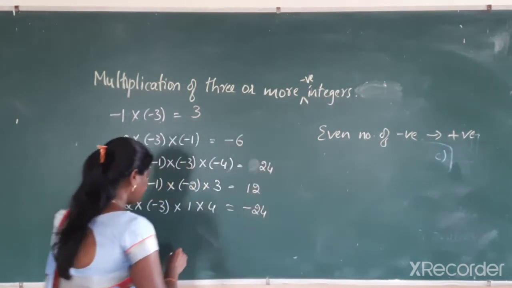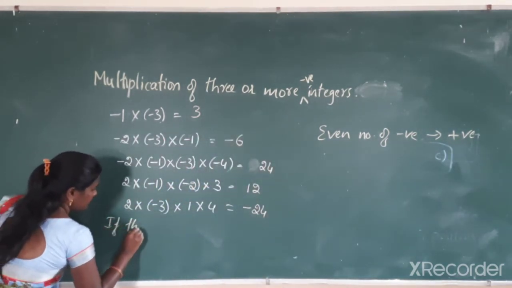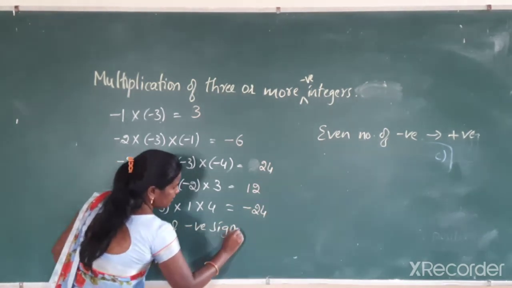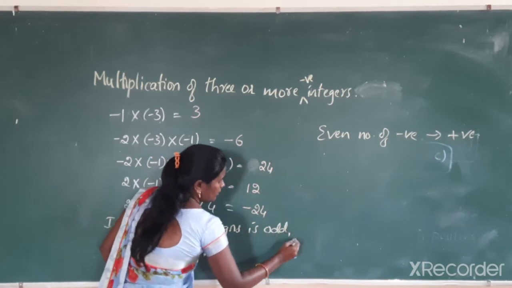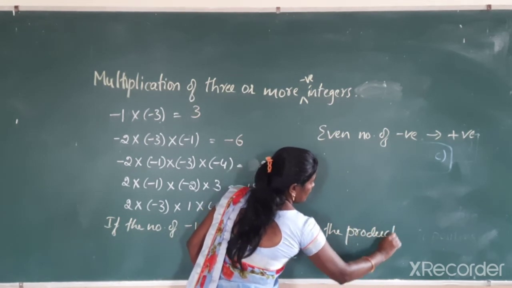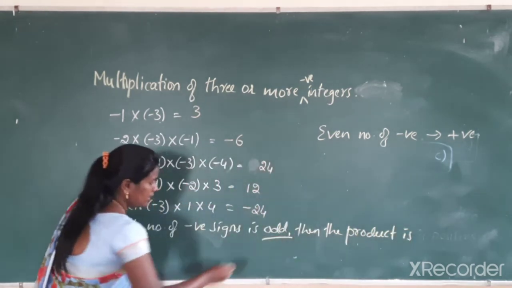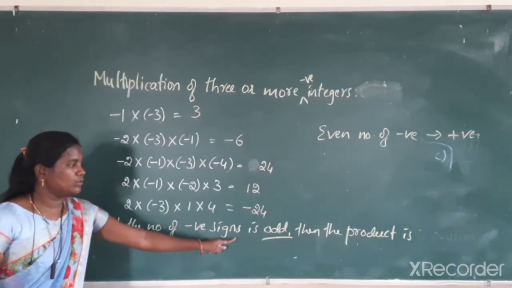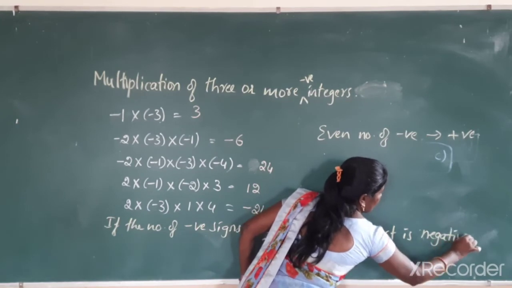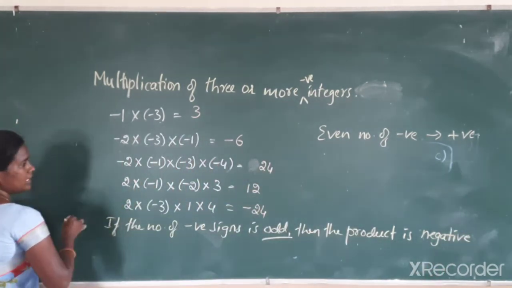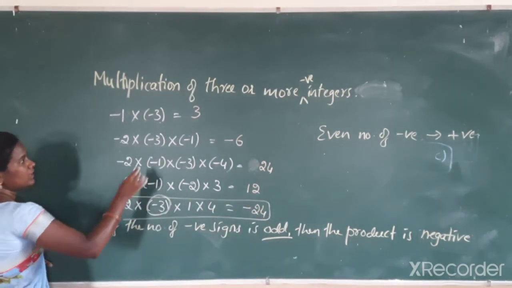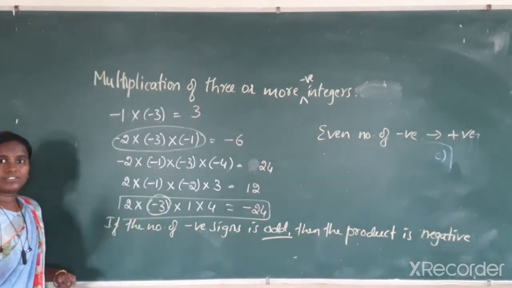So let me write: if the number of negative signs is odd, then the product is negative. Odd. See here, this is odd because only one negative sign was there, and here also three negative signs were there, where 3 is odd.